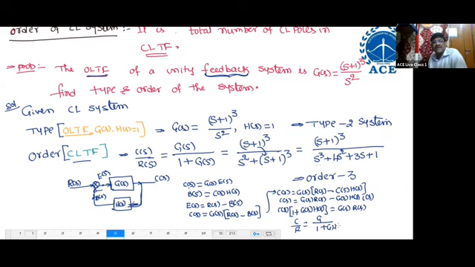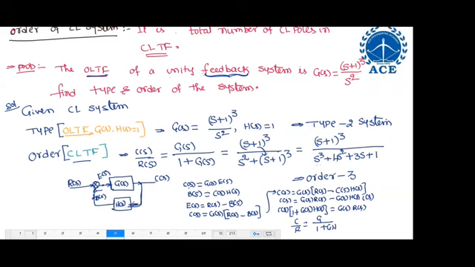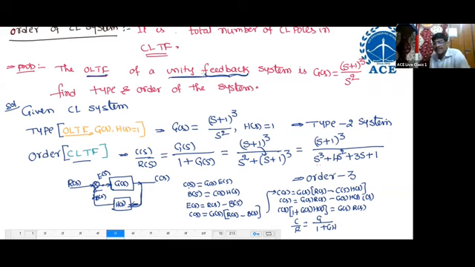H of S is 1, unity feedback, no? Here what is mentioned? Yes, sir. That's why I got G by 1 plus G. Okay, sir. Thank you. Okay? Next.